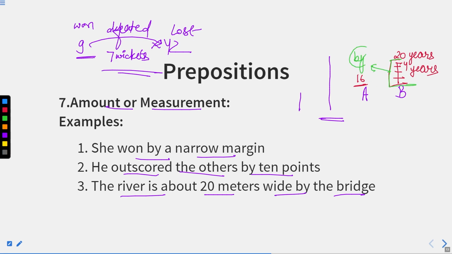The difference only. The river is 20 meters wide by the bridge. So if there is a bridge and a river over here, the river is wider by 20 meters. It means the width of the bridge and the width of the river differ from each other. If this is 4 meters wide and this is 24 meters wide, the difference is 20. This is to be shown with the preposition by. Now let us move to the next one.